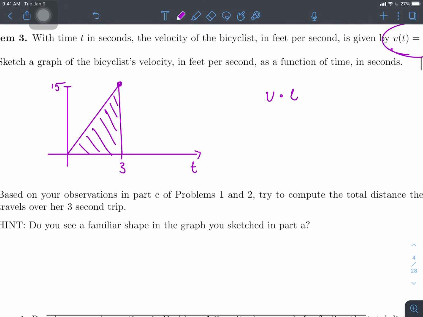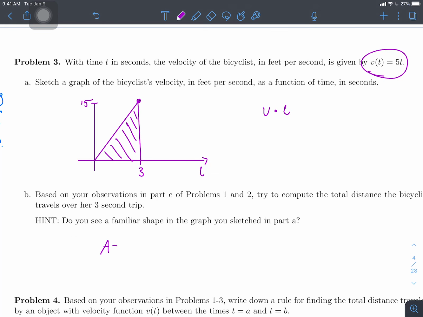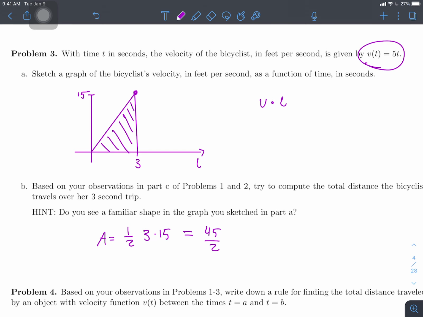So if you forget how to find the area of a triangle, then all you have to remember is that this triangle is exactly half of this rectangle. And I think everyone should remember how to find the area of this rectangle. We just do 3 times 15, right? So the area of the triangle is going to be 1/2 of 3 times 15. So we get 45/2. And that's the area under the curve.